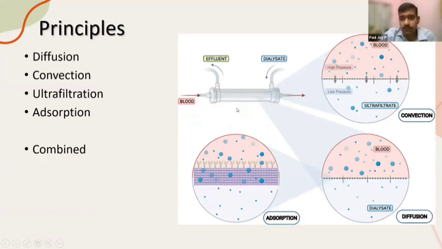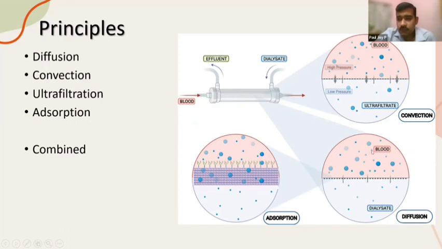So the principles of all extracorporeal renal replacement therapies involve diffusion, convection, ultrafiltration, adsorption, or a combination of these. So in dialysis, there is diffusion of solutes from blood to the dialysis compartment. Dialysate will be flowing in a countercurrent fashion.